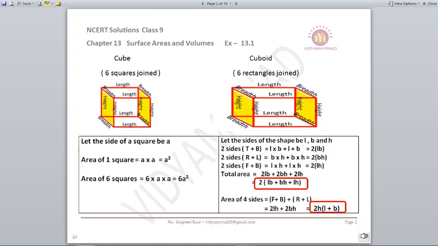There can also be a case when you have to find the area of only 4 sides, like the 4 walls of a room. What can that area be? It is made up of your front and back and right and left. The area for front and back is 2 into LH. The area for right and left is 2BH. So 2 is common, height is common in both, and in the bracket I can write L plus B. So 2 into H into L plus B becomes the area of the 4 sides.